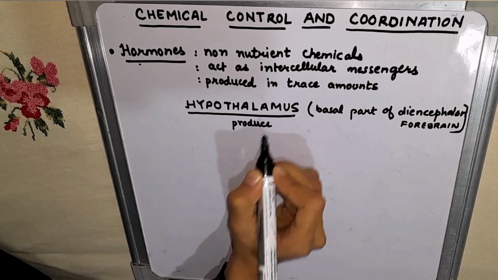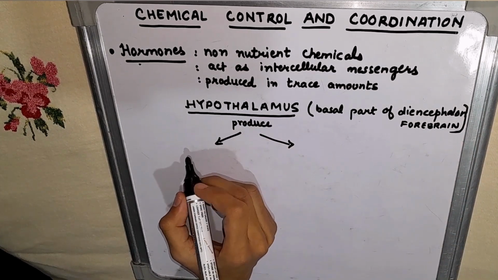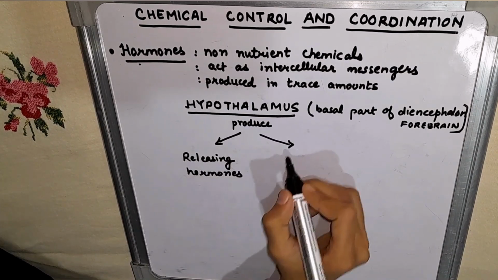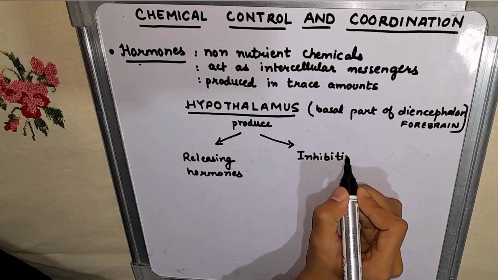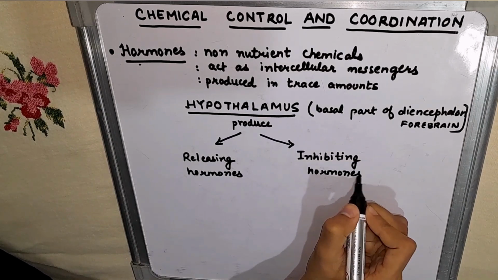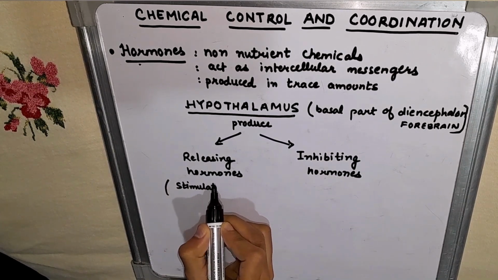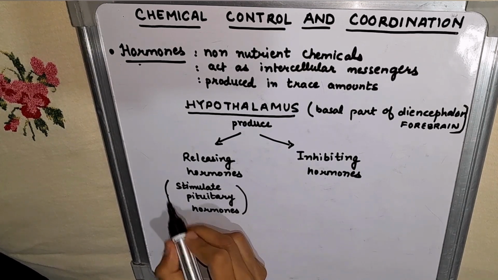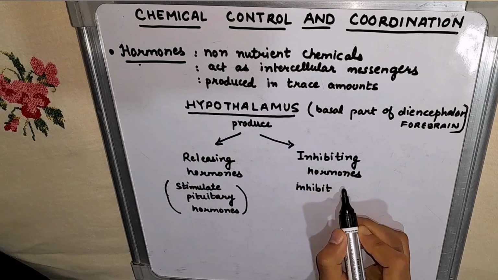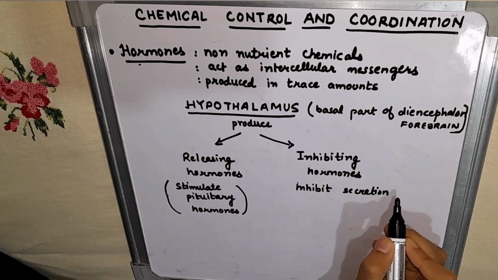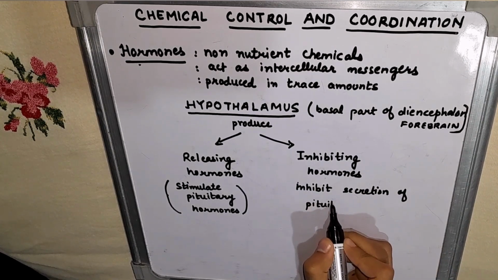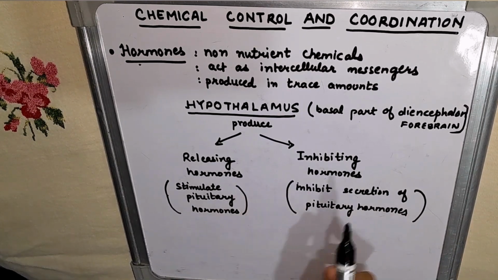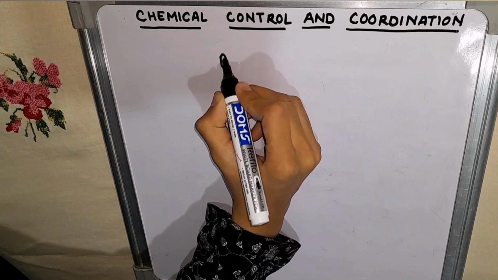The hypothalamus produces two types of hormones. First are the releasing hormones and next are the inhibiting hormones. The releasing hormones will stimulate the pituitary hormones and the inhibiting hormones will inhibit the secretion of the pituitary hormones. I hope these two categories are clear.